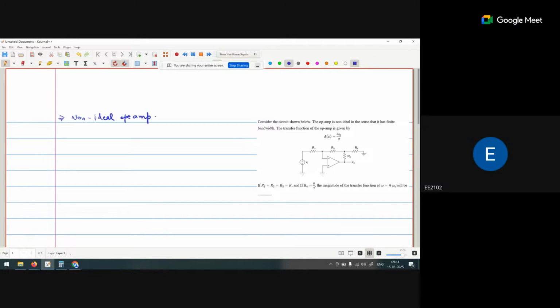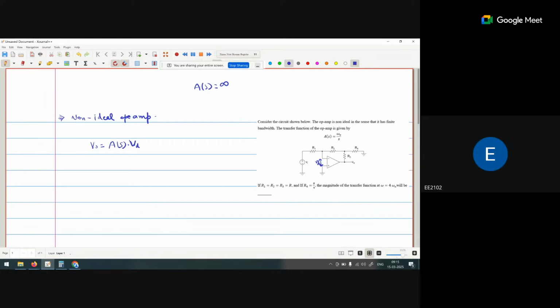Why is it a non-ideal op-amp? Because for the ideal op-amp, we generally consider A(s) equal to infinite. Okay, the feedback operational amplifier gain will be now this particular V, and V out is nothing but equal to A(s) times the V difference voltage. Okay, A(s) times V.